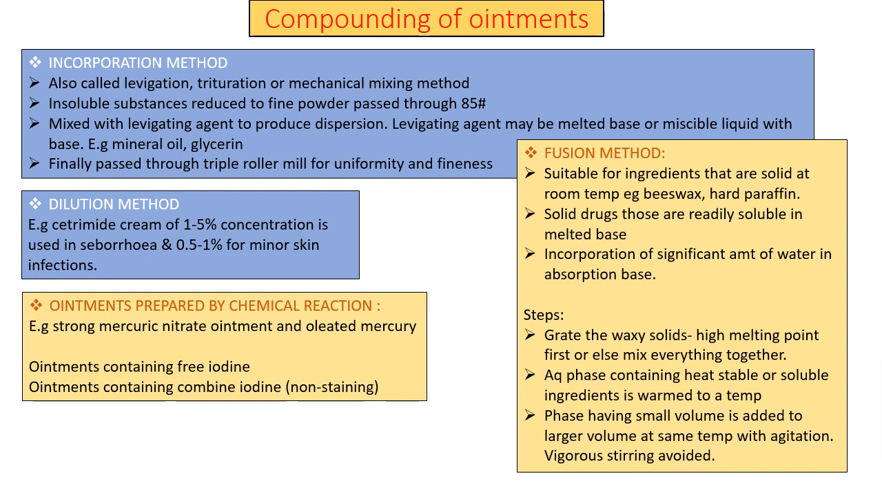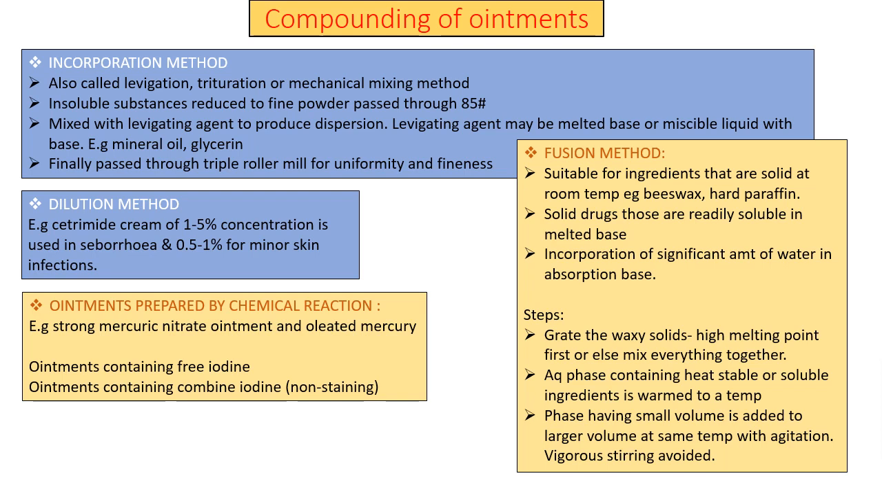Last one, ointments prepared by chemical reaction. So what are the ointments which are prepared by chemical reactions? Chemical reactions involve different mechanistic steps. No need to go in depth over there as well. We just need to remember the examples over here. Ointments prepared by chemical reaction include strong mercuric nitrate ointment and oleated mercury. So just remember the examples. Strong mercuric nitrate ointment is made by chemical reaction and oleated mercury ointment is also made by chemical reaction.